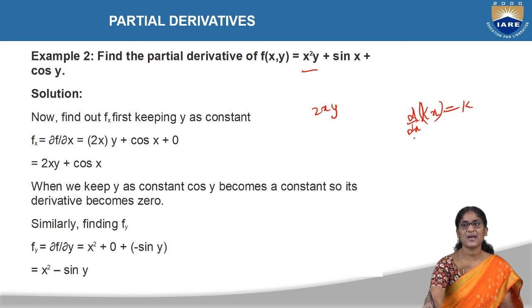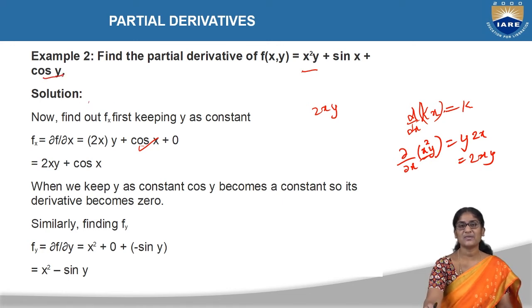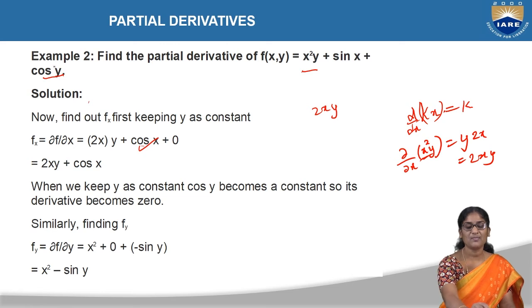In the same manner, dou by dou x of x square y: y acts like a constant, and the derivative of x square is 2x. So that is 2xy, plus sin x. Here the derivative of sin x is cos x. And the third term is cos y. We don't have an x variable in the third term, so it goes to 0. So fx, that is dou f by dou x, is nothing but 2xy plus cos x.